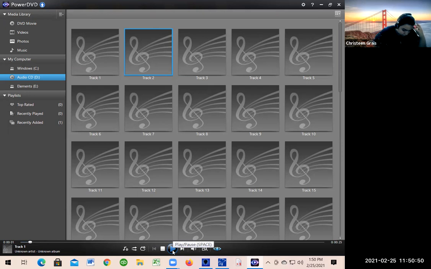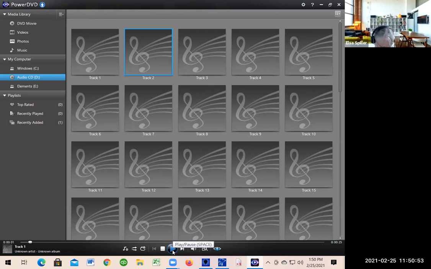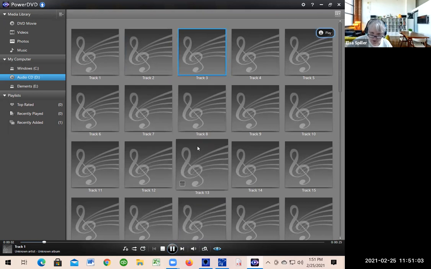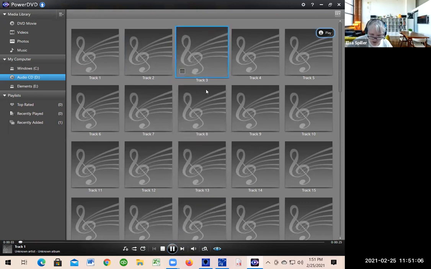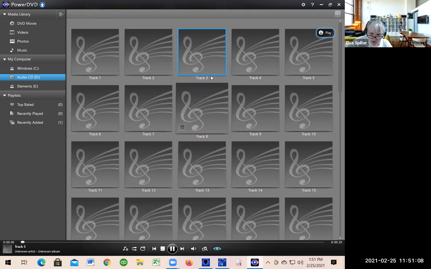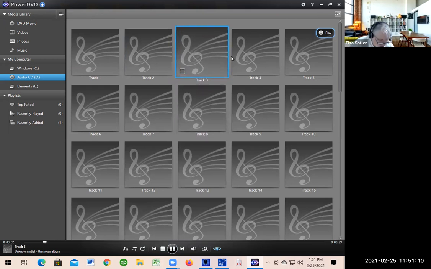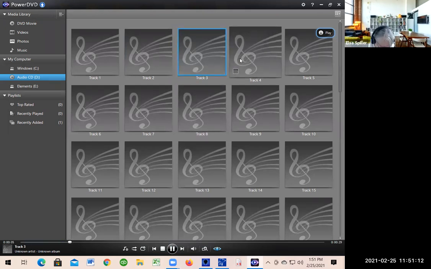So we're going to listen to the next track and see if that's what it was. So we're going to look at track 3. Copyright 2010. Page 168. Listen. Exercises B and C.